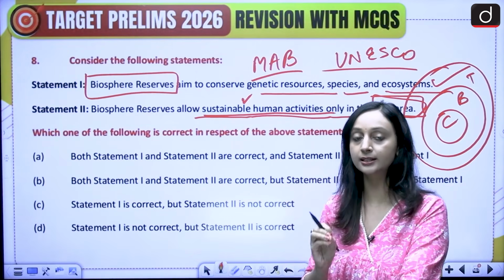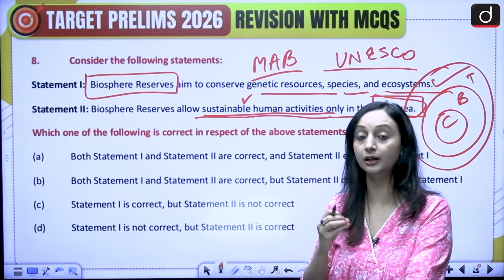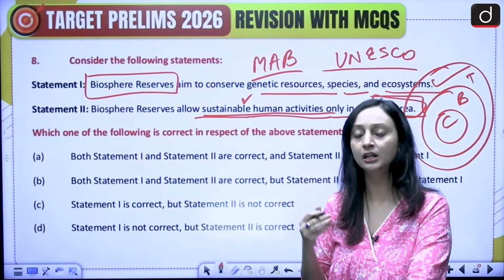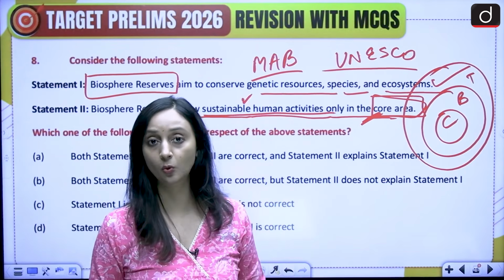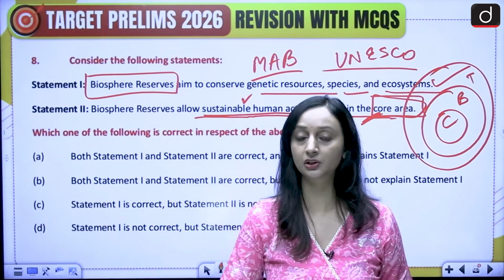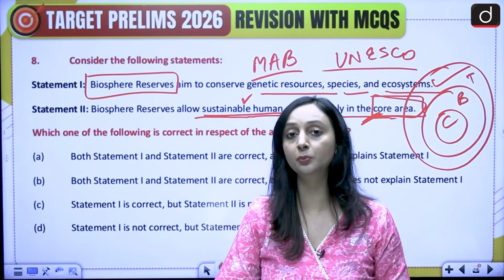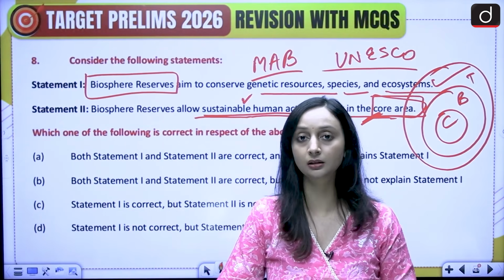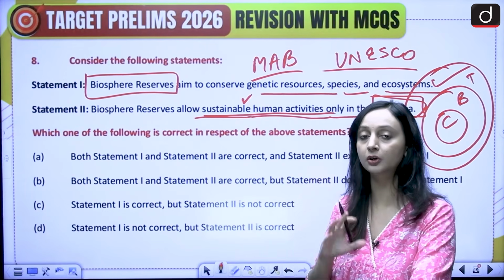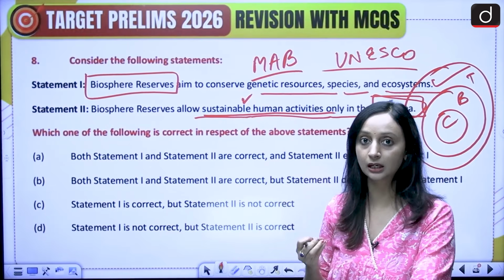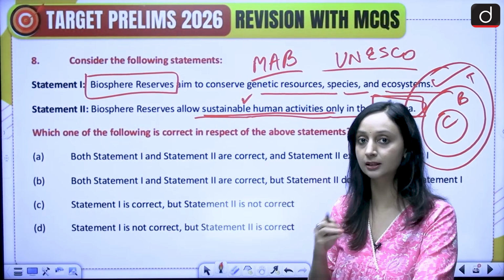In the buffer area, yes, some regulated activities are allowed, like regulated tourism and regulated research. Even in the core area, in very limited quantities, some scientific research can be allowed with appropriate permissions and licenses, otherwise not allowed. And in the buffer zone, regulated tourism and sustainable development are going to be allowed.